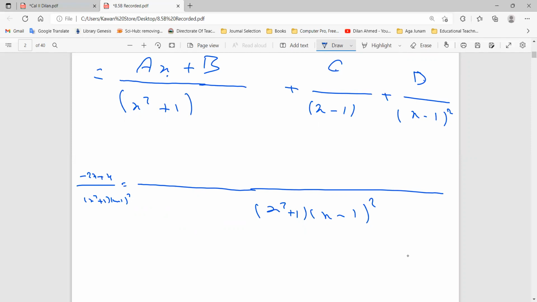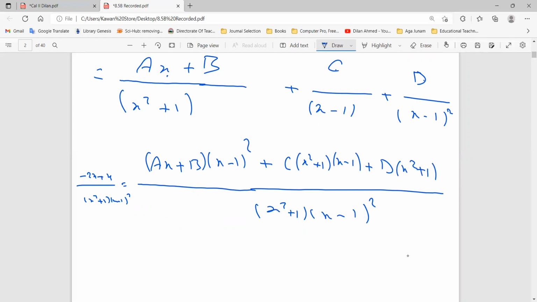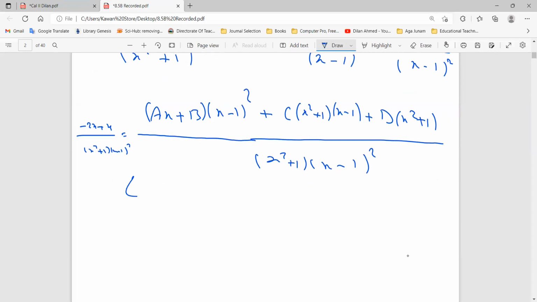So here we are. We say ax plus b multiplied by x minus 1 squared, plus c multiplied by x squared plus 1 times x minus 1, d again multiplied by x squared plus 1. Here's the common denominator, after we find the least common denominator, LCD.